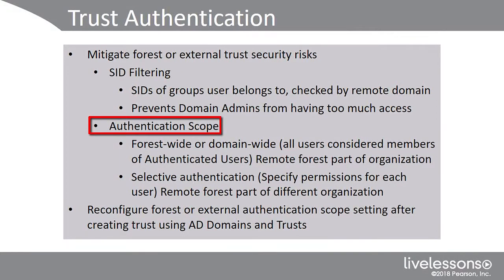So you may want to choose selective authentication. This is where I have to explicitly grant each user permissions to even authenticate against the server resources in your local forest or domain. This provides a lot more control for you, but also there's a lot more time involved in configuring a selective authentication than a forest-wide or domain-wide authentication. And the good news is you can reconfigure the forest or external authentication scope settings after you've created that trust using the Active Directory Domains and Trust tool.